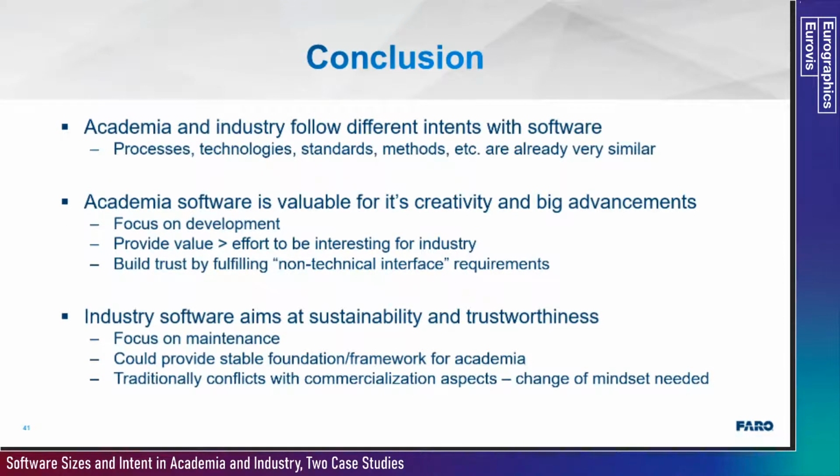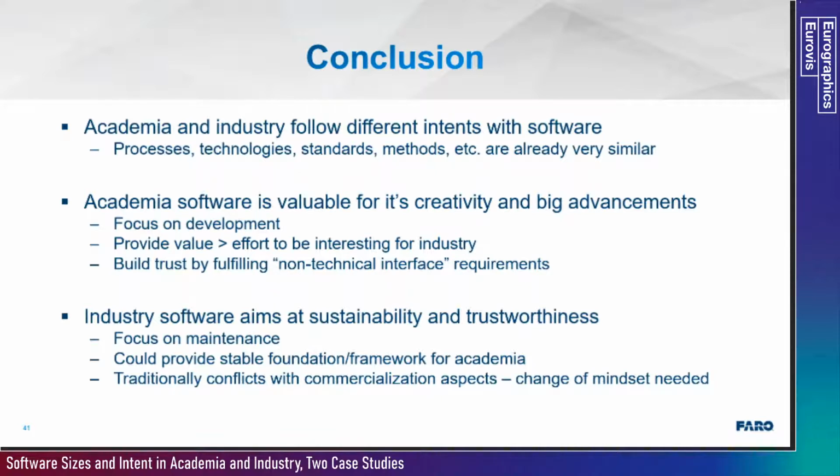Let me conclude with a summary. The tooling, the processes, the standards, the methods, everything is already similar between academia and industry, if done correctly. Hacking exists on both sides. The difference is in the intent of the software. What do we want to do with it and why? Academia software is valuable for its creativity and the big advancements in the algorithms. The focus is on the development. You provide value. And if you want to have the industry being interested in that value, it has to be larger than the effort needed for integration.